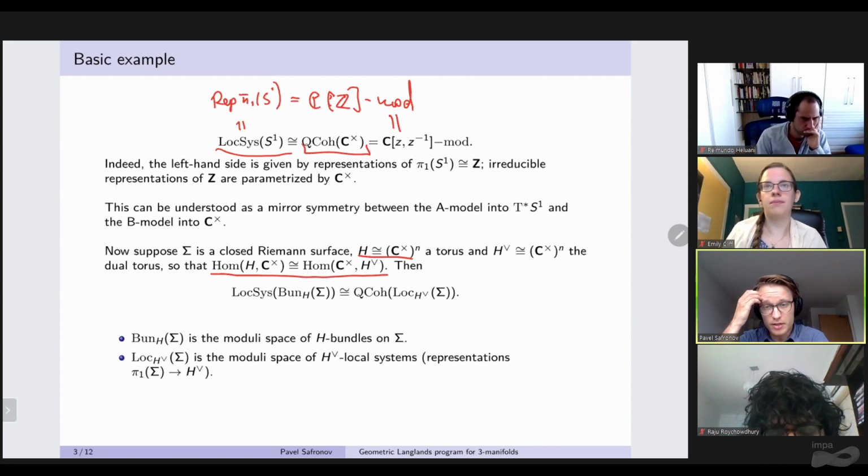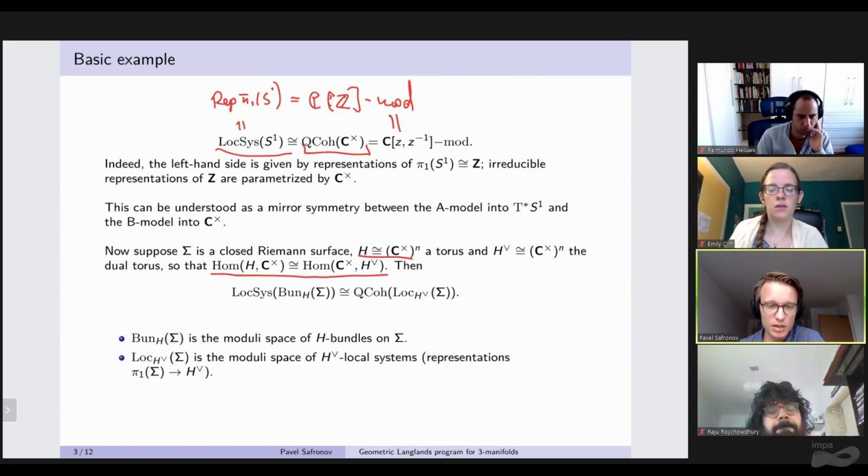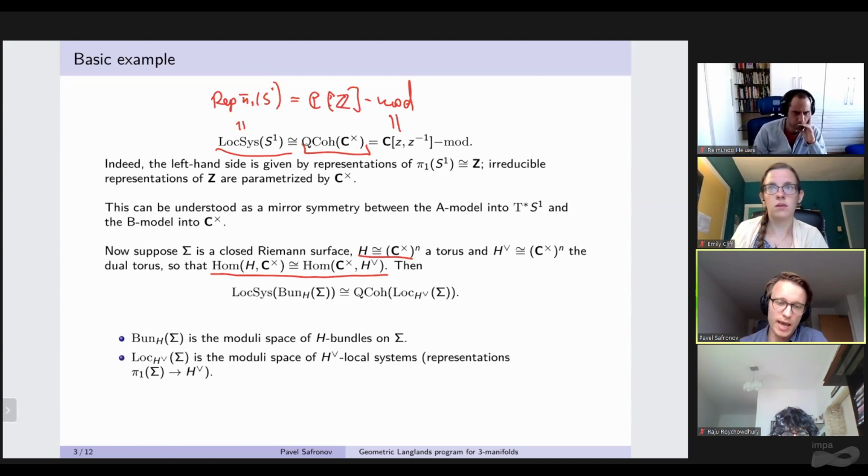And then you can generalize this first equivalence in the following way. You can look at a category of local systems on the moduli space of algebraic or complex H-bundles on sigma. And this category is equivalent to the category of quasi-coherent sheaves on the moduli space of flat H-check connections on sigma.